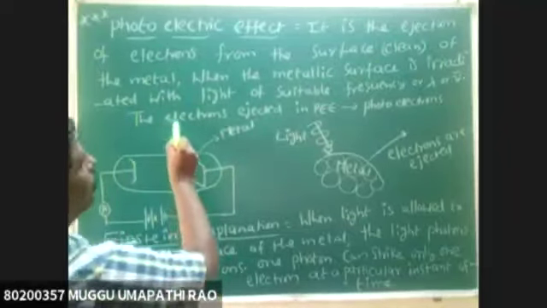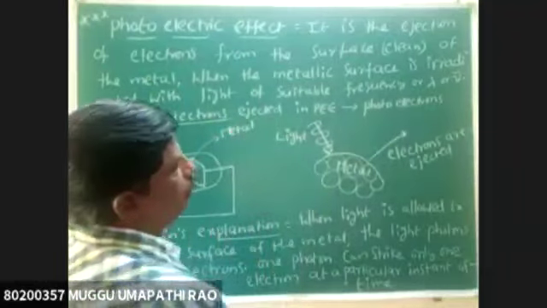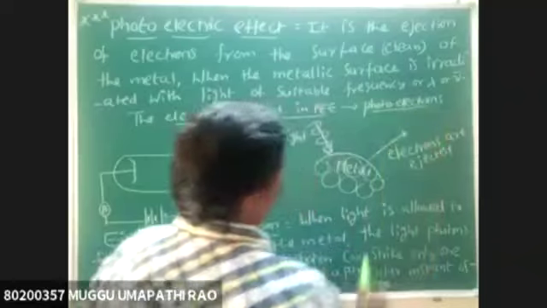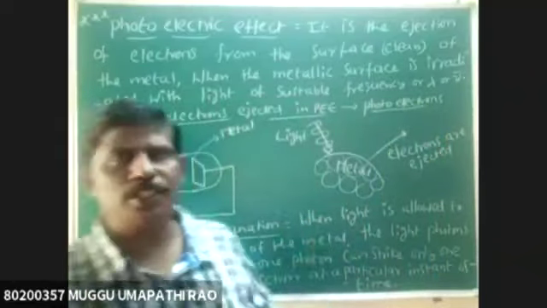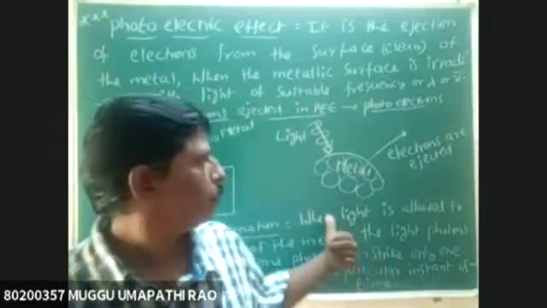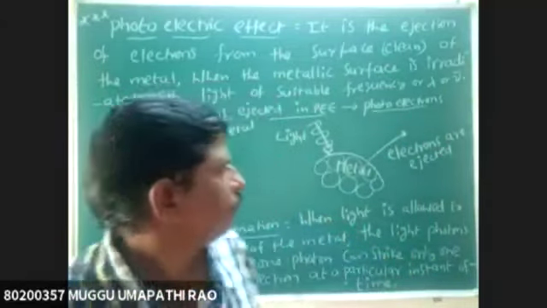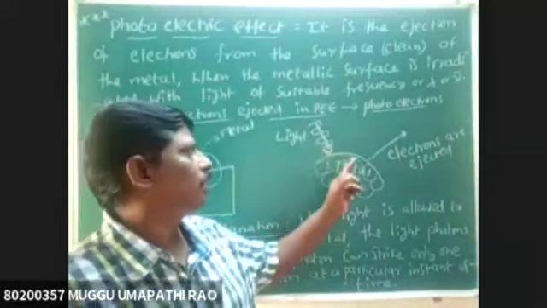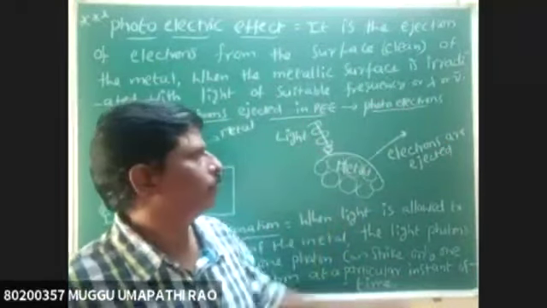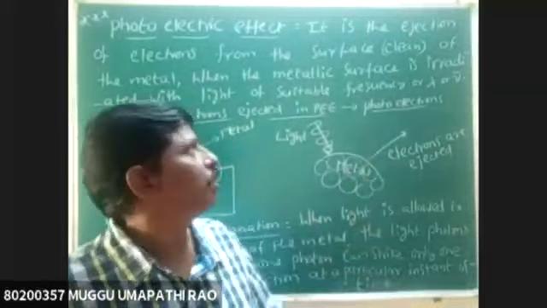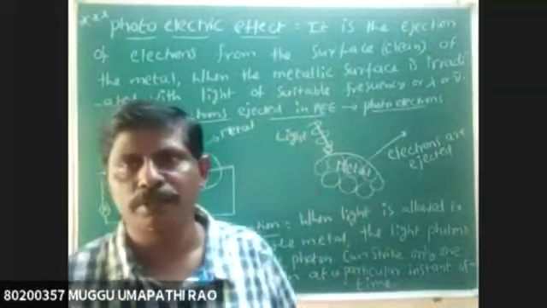The electrons ejected in this phenomenon are called photoelectrons. What is the thing we have discussed now? When light of suitable frequency is allowed on the surface of the metal, electrons are ejected from the surface. This phenomenon is called the photoelectric effect.